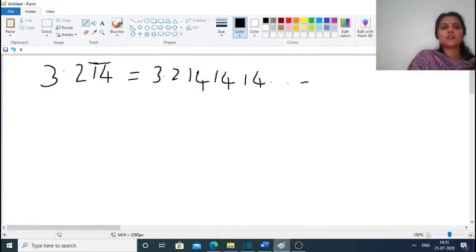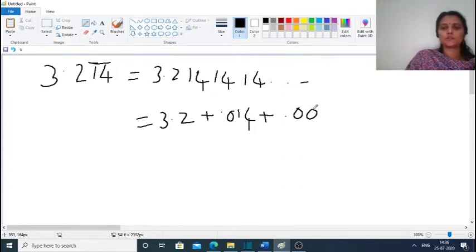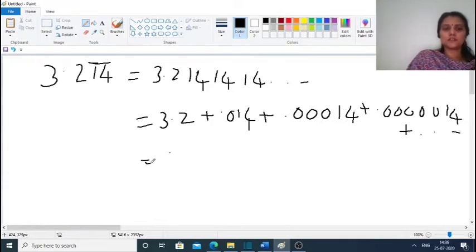Next problem is express 3.214 with a bar over 14, which is equal to 3.2, 14, 14, 14 etc., as a rational number. We can write this as 3.2 plus 0.014 plus 0.00014 plus 0.0000014 etc.